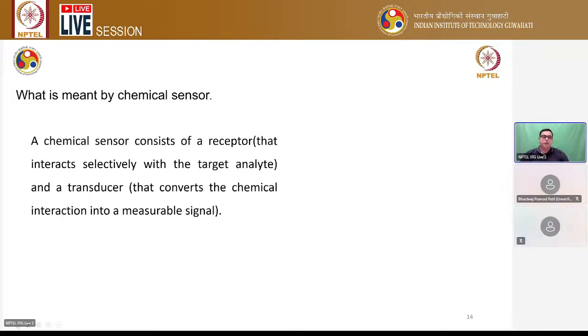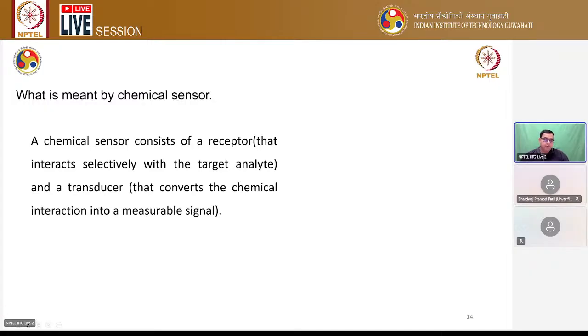If I define it more scientifically, I can say that a chemical sensor is a device which consists of a receptor that interacts selectively with the target analyte. The target analyte is mostly the chemicals that I want to detect. I will talk about some of the analytes. And we'll have a transducer which converts the chemical interaction into an electrically measurable signal. So this is how you define a chemical sensor.